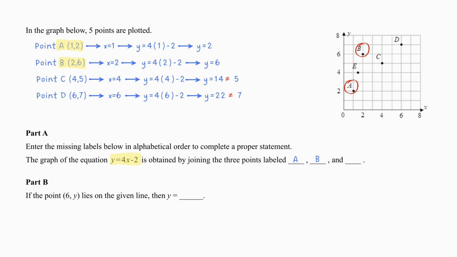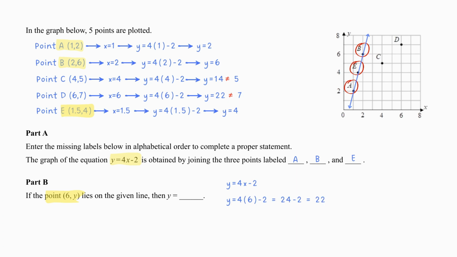Let's check point E, (1.5, 4). x equals 1.5. Use the rule. y equals 4 times 1.5 minus 2 is equal to 4. The graph says point E is at (1.5, 4). It matches. Point E is on the line. Part B. Now the question asks, if a point has an x of 6, what is the y? Start with the equation y equals 4x minus 2. Replace x with 6. y equals 4 times 6 minus 2. So y equals 22.